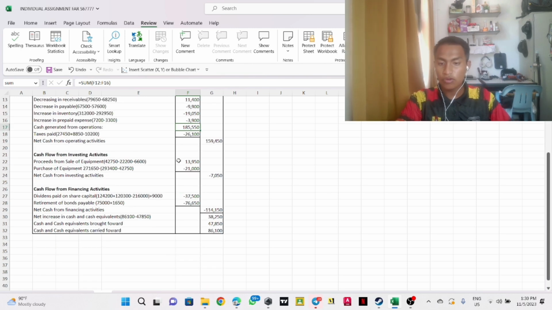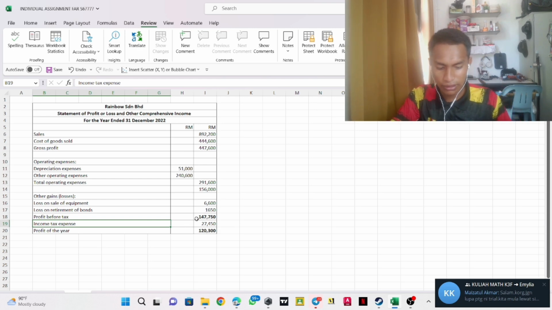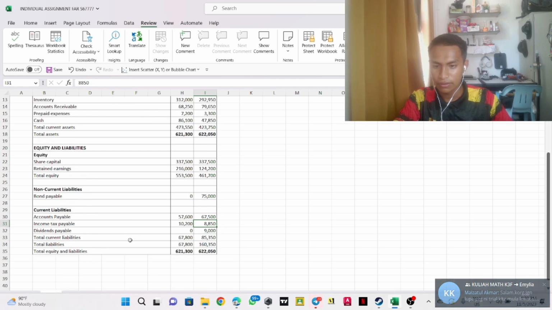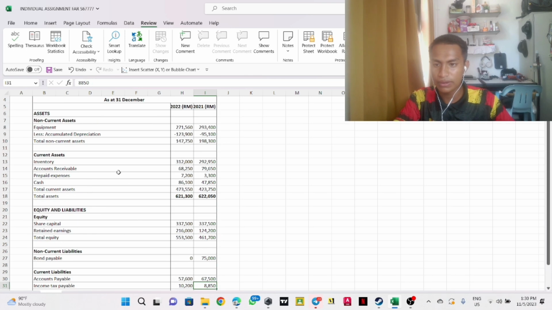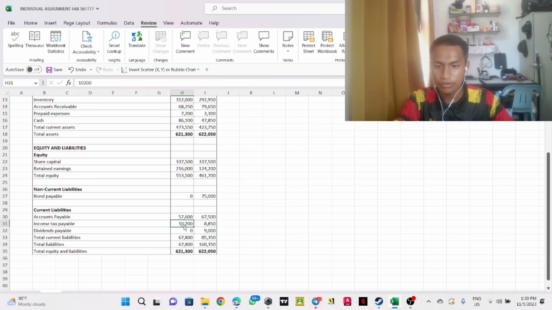Next, cash generated from operation. Income tax of 26,100. We can find this amount through statement of profit or loss and other comprehensive income. We find income tax expense amounting to 27,450. Next, we look at the comparative statement of financial position.